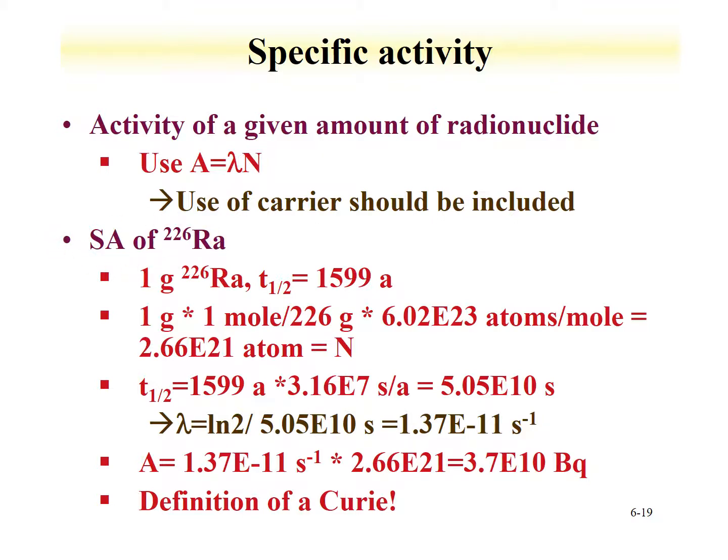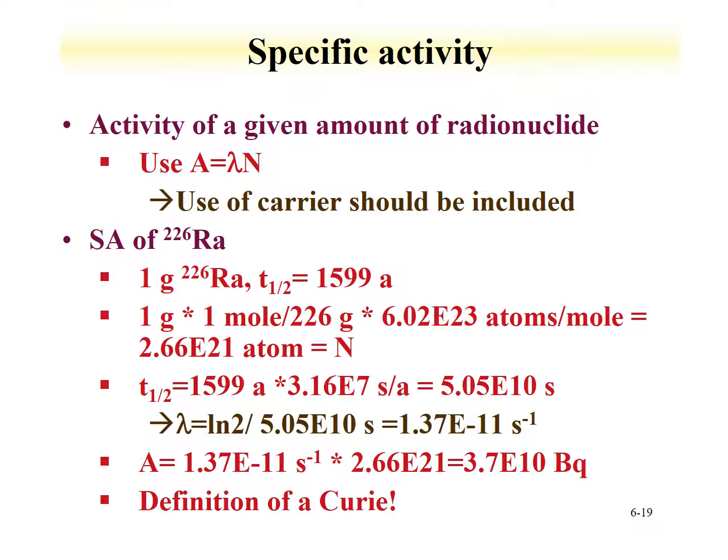radium-226. 1 gram of radium-226 has a half-life of 1,599 years. 1 gram times how many moles per gram times Avogadro's number equals 2.66 times 10 to the 21st atoms of radium-226. The decay constant, well, let's get the half-life into seconds. 1,599 years is equal to 5 times 10 to the 10th seconds. The decay constant from this is equal to 1.37 times 10 to the minus 11 inverse seconds.